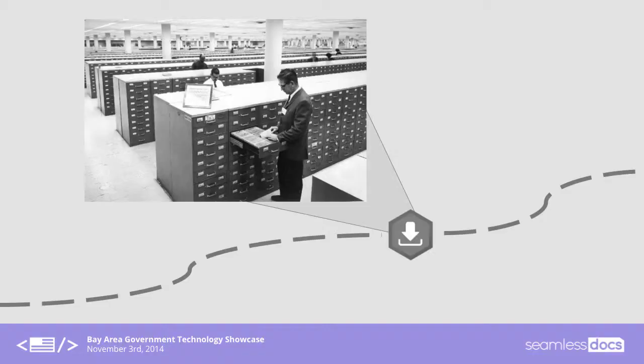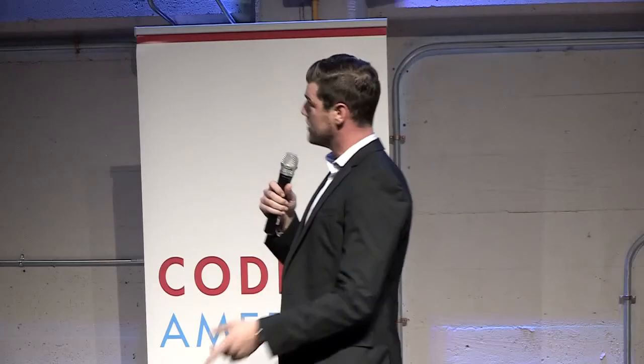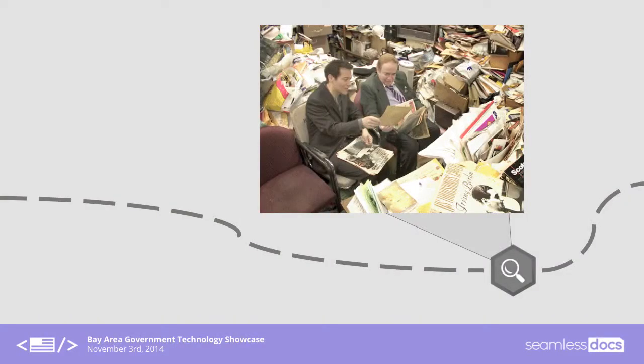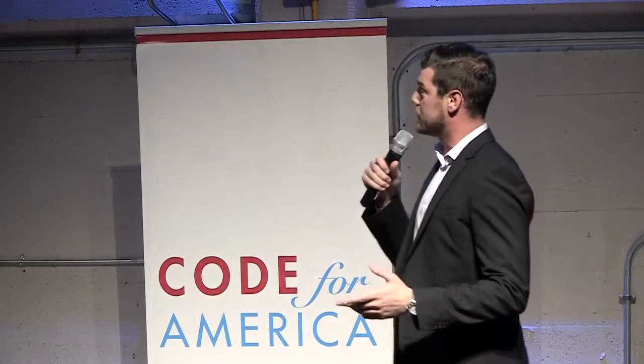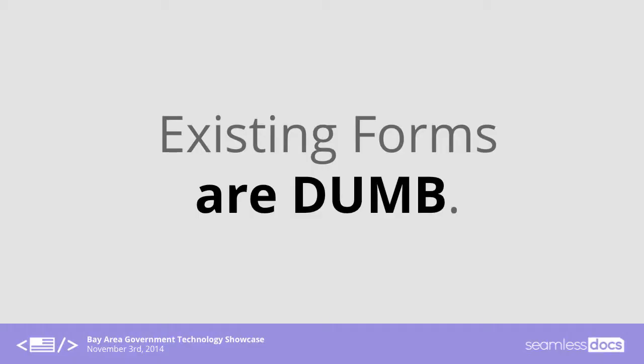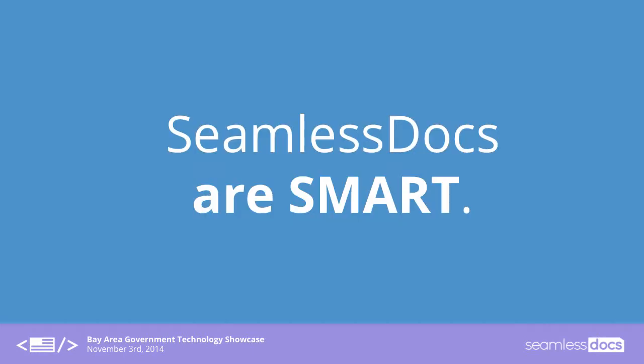And then filing these forms away, in addition to records management. This used to be a new client of ours. That's what their office used to look like. And the processing, right? So again, many days later, that city finally can process that form. So that's why at SeamlessDocs, we like to say that existing forms are dumb, and SeamlessDocs are smart. So how do we do that?